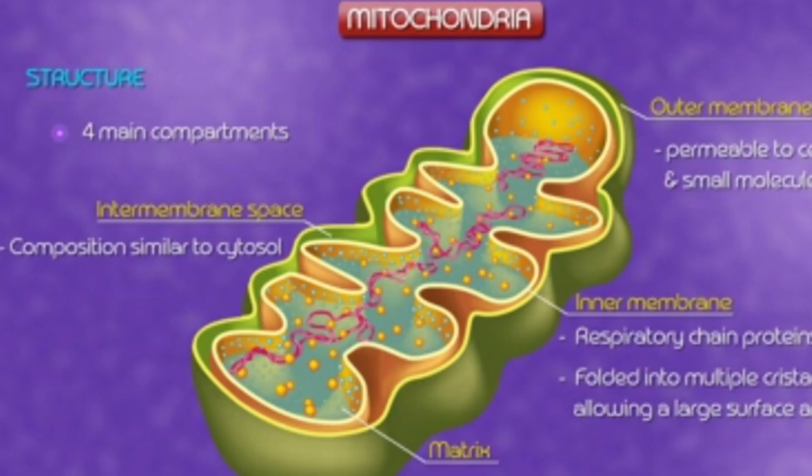Let us move towards mitochondria. Can you tell students which type of energy is required to run the fans, computers and electric bulbs? Where is this energy produced? Comment your answers in the comment section. Students, each cell requires energy and this energy is produced in the mitochondria.